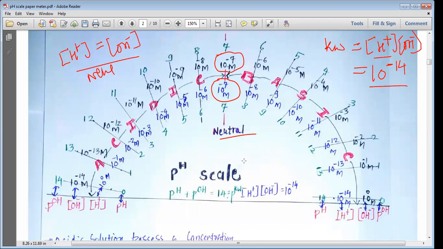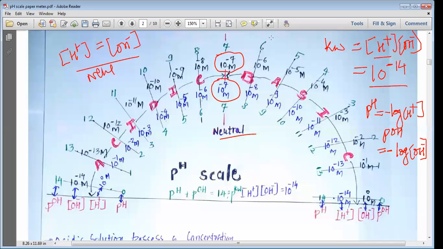Now we have seen that we can write pH is equal to minus log of H plus concentration. In the same way, my dear students, if we write minus log of OH minus concentration, that is what we call pOH. So my dear students, please understand this is pOH.